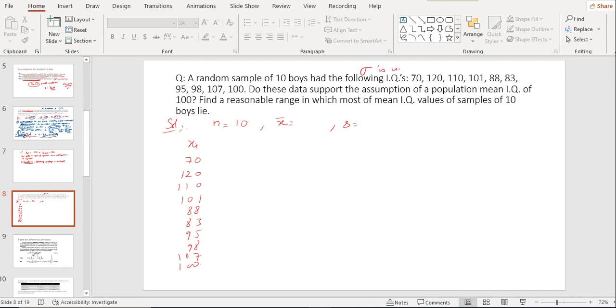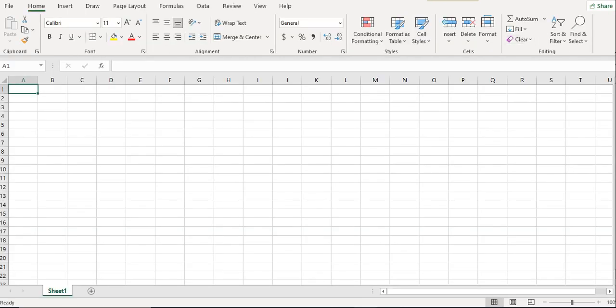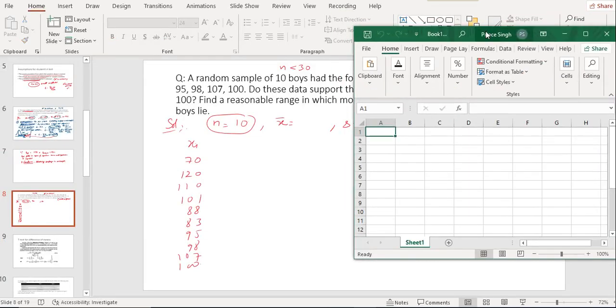In this case sigma is unknown and the sample size is 10, so n is less than 30. It shows that we need to apply the small sample test. For calculating the sample mean and the sample standard deviation, let us use Excel. It will minimize the computation part.